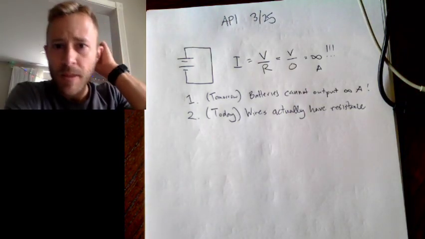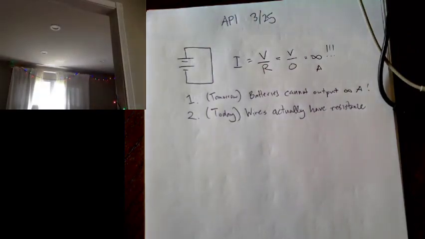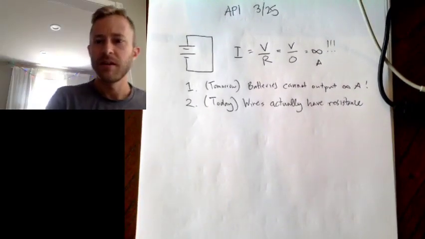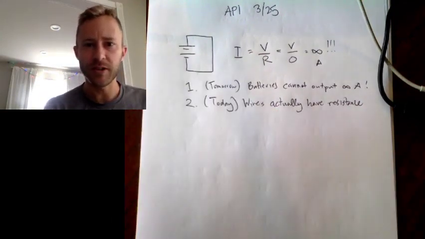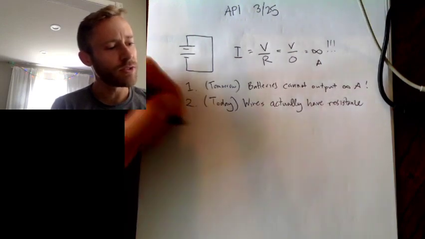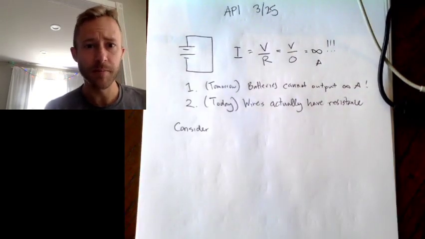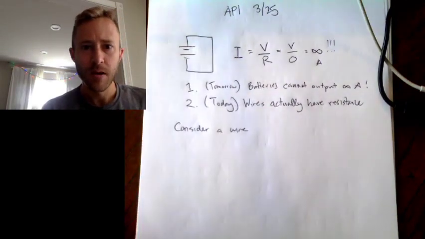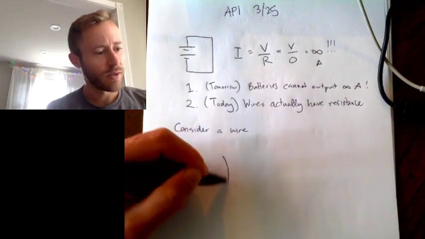Okay. Let me try it. I'm going to close this. Maybe that'll make it a little bit easier to read my writing here. Okay, so this is what we're focusing on today. So let's consider a wire. So what does a wire look like? Well, here's a section of wire.